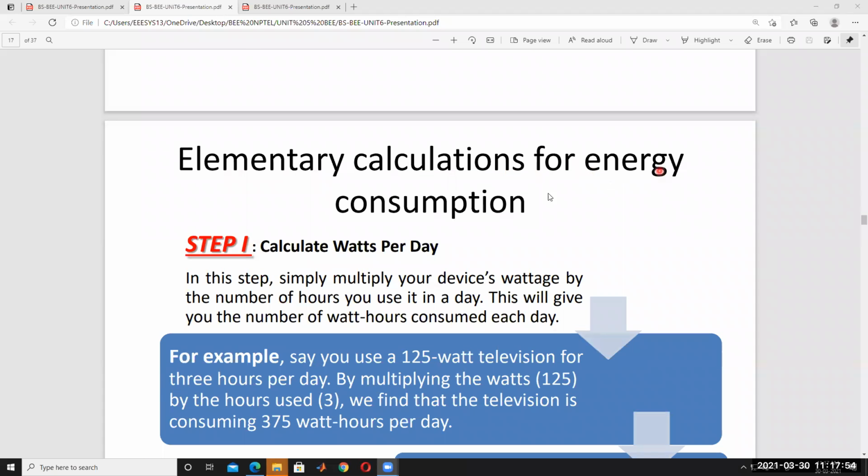Next are elementary calculations for energy consumption, MCB operation, and power factor improvement methods. We will discuss the remaining topics in tomorrow's class.